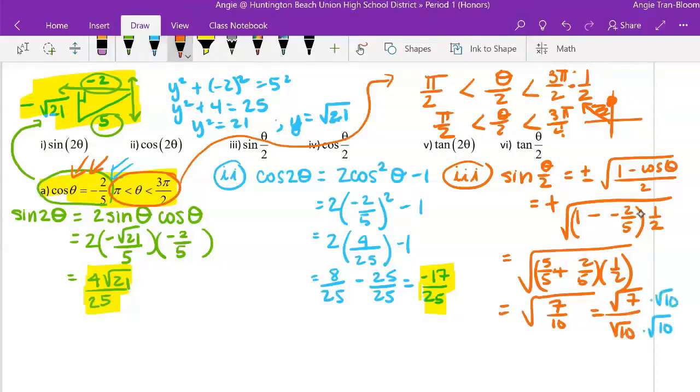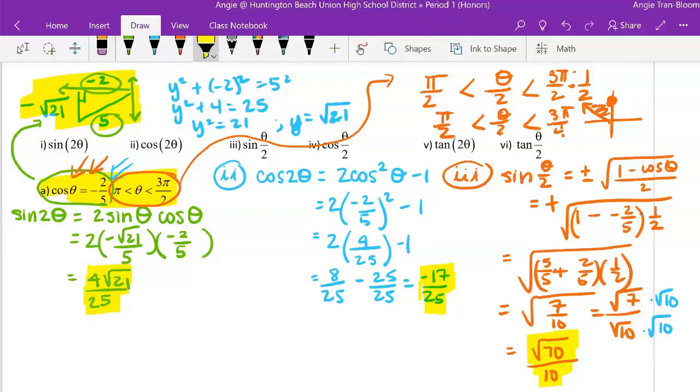Okay, so here comes my final answer. Are you ready? Big radical 70 all over 10. Okay, and radical 70 is 7 times 10, which neither one of those is going to help us simplify. All right, so that is 3i.